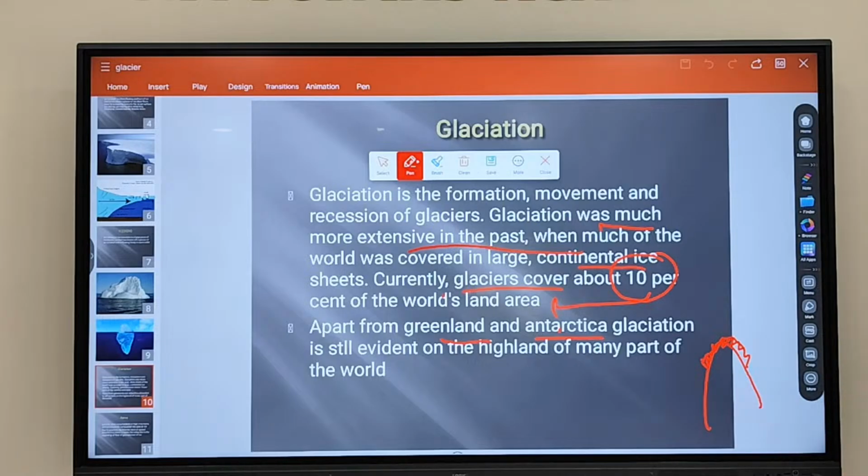So this process is referred to as what? This process is referred to as the glaciation process. So what is glaciation? It is the formation of glacier, movement of glacier, melting and recession of glacier. Clear? These three together are called the glaciation process. Fine.